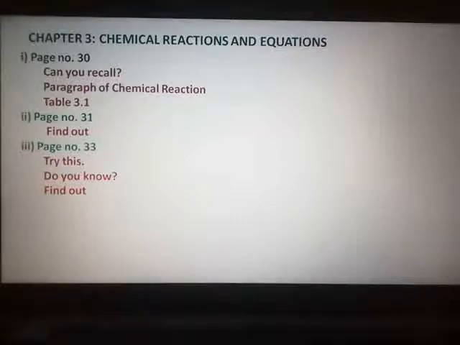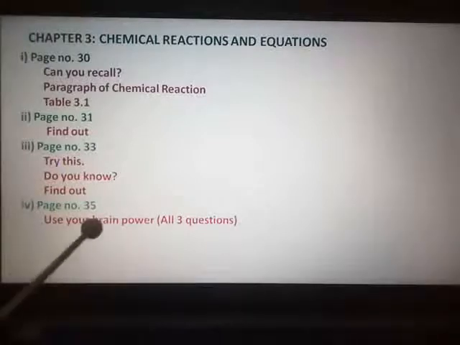Page number 34, no reduction. Page number 35, the activity, use your brain power. All the 3 questions are removed. Page number 35, in the center of the page you have the activity, use your brain power, with 3 questions. All the 3 questions you have to remove.